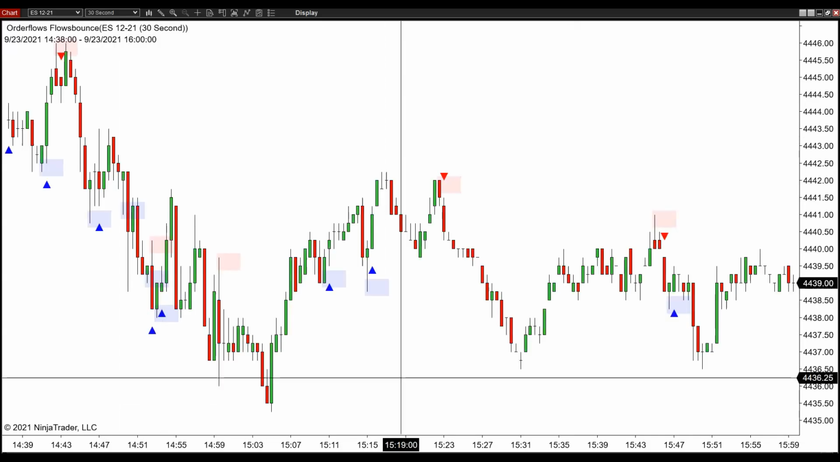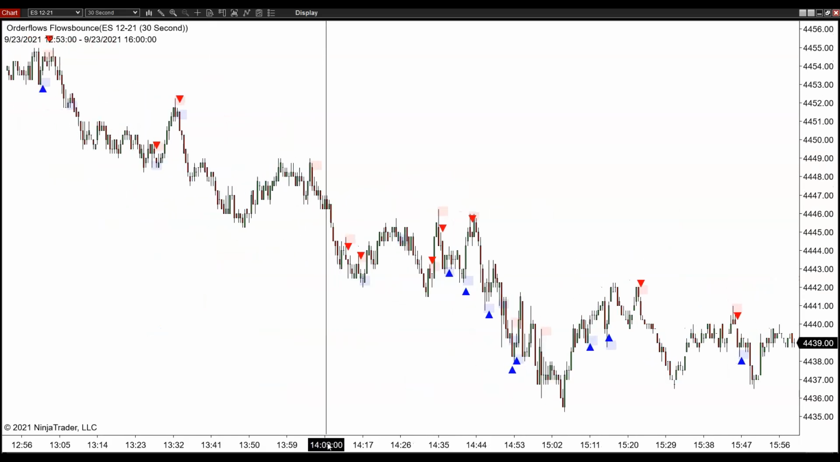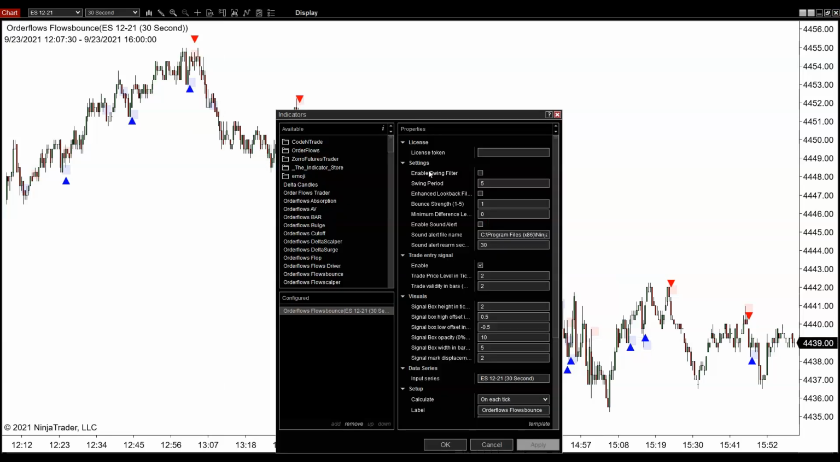So we'll start here with this footprint chart. This is the E-minis today. Now the settings, which I just talked about: I have it at its lowest strength level, 1. I have the swing filter turned off, enhanced look back turned off, bounce strength 1, and minimum difference level is 1.